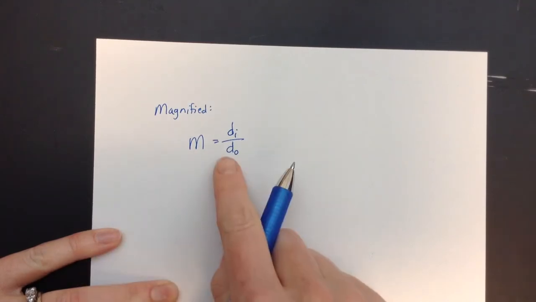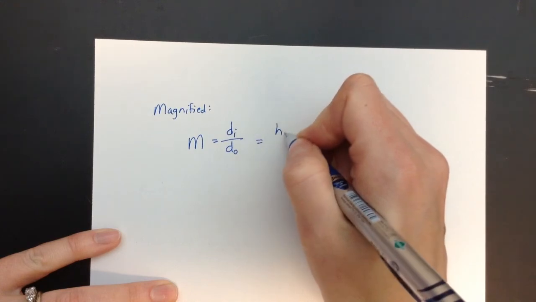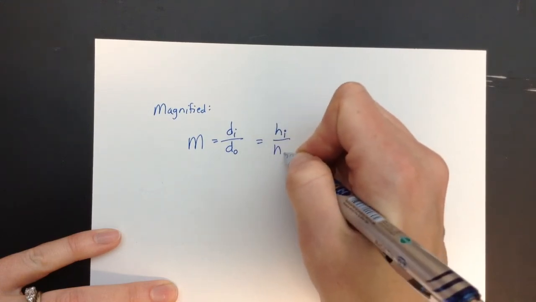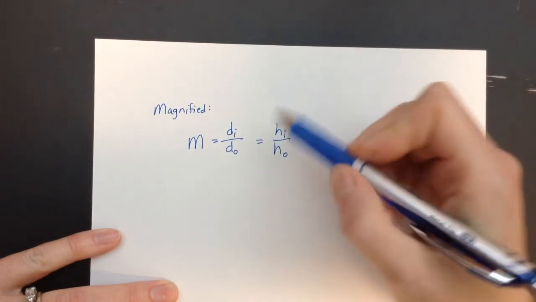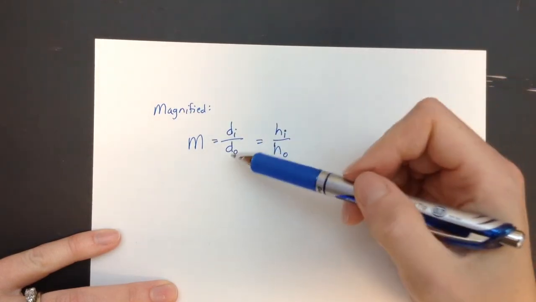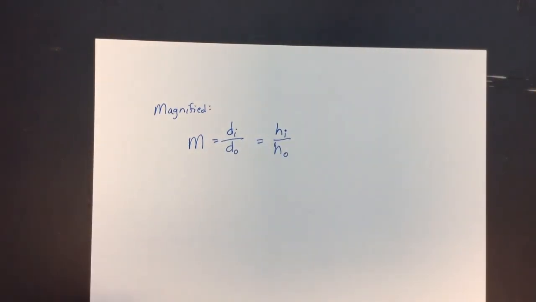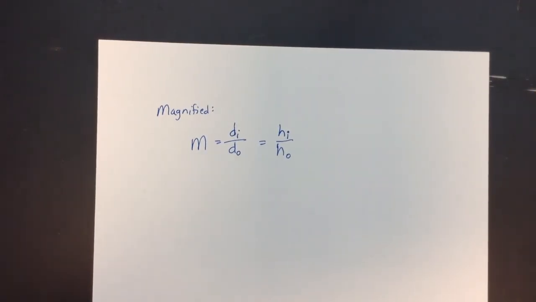If you don't have the image or object distances, this is the same as the height of the object over the height of the image. Sometimes a question might tell you the magnification and ask you how big something is going to be, or maybe you can figure this to find the magnification and figure out how big something is going to be, but that's just an extra formula there.